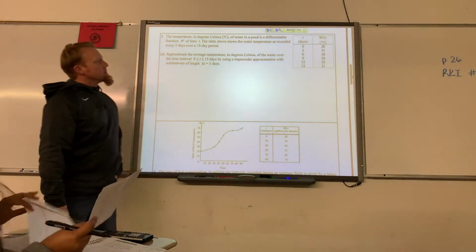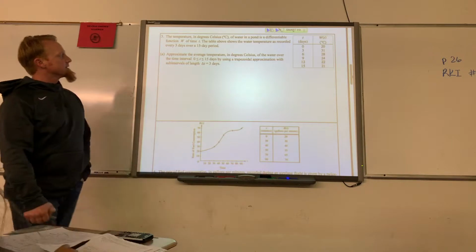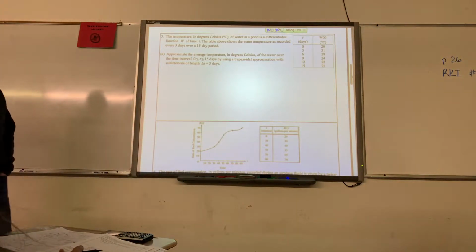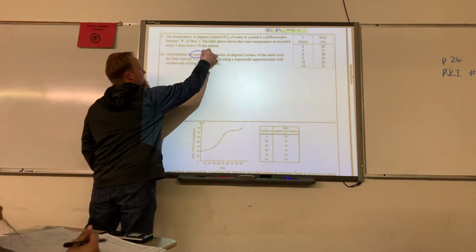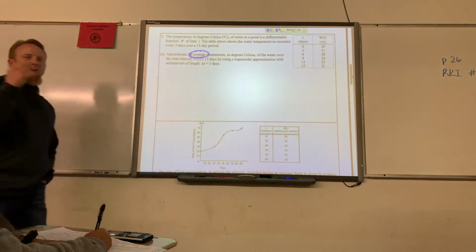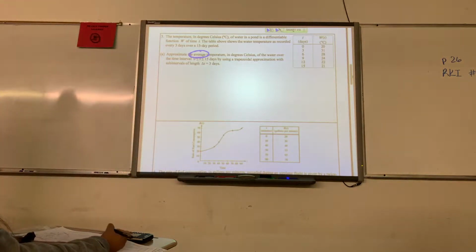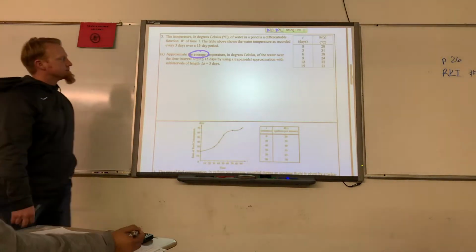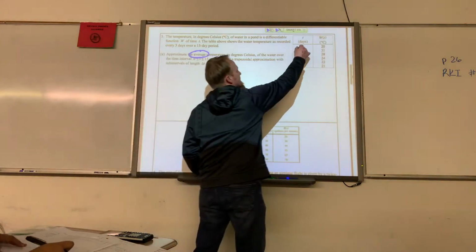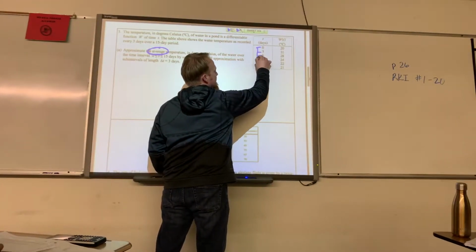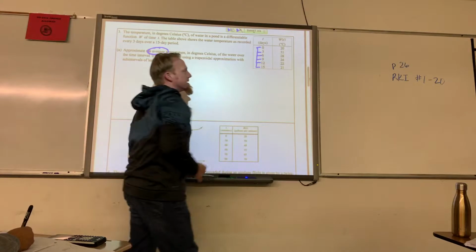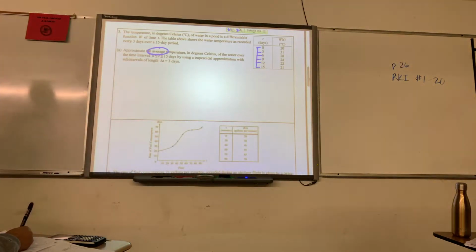All right, so this is number 3 from Tuesday's assignment. We want to approximate. This right here is a big word. It should draw our attention every time we see that word. So we will approximate average temperature in degrees Celsius of the water over the time interval from 0 to 15 using a trapezoidal approximation, subintervals of 3 days. So 0 to 15, there to there, there to there, there to there, there to there, and there to there. So there are my subintervals.